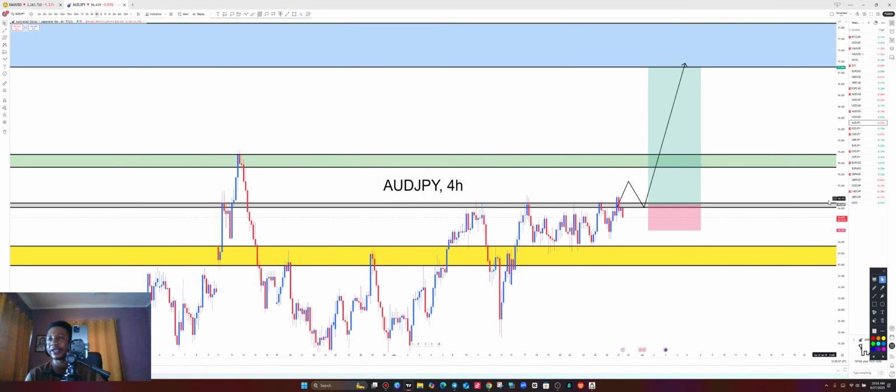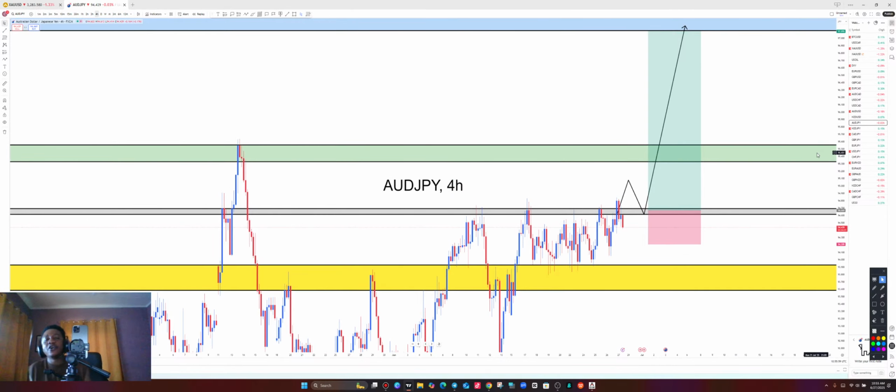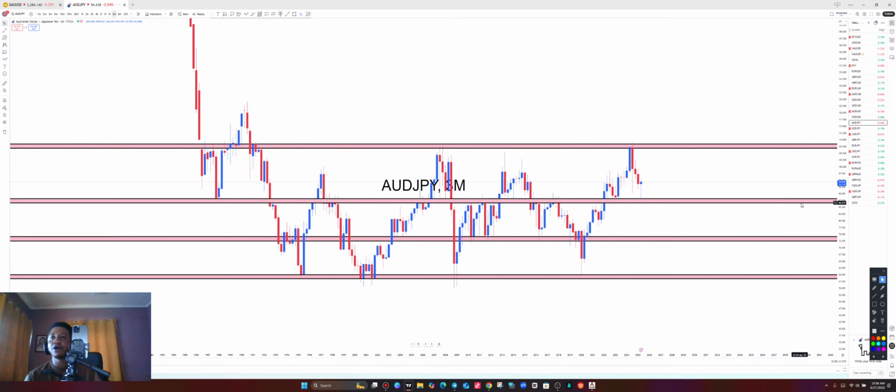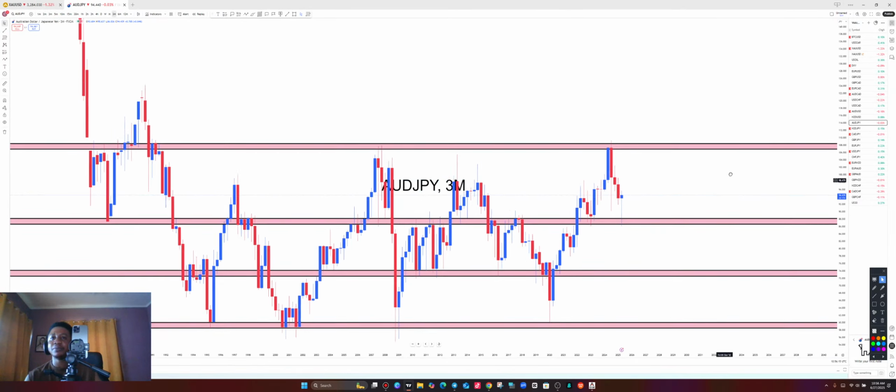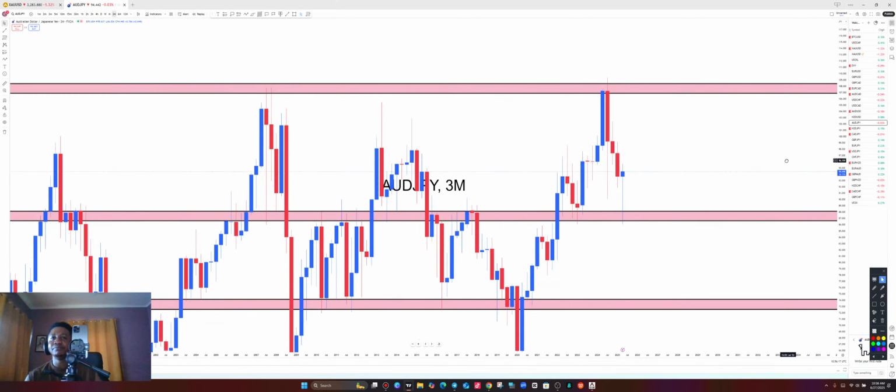I have a buy setup on this pair. Why am I looking for a buy on AUD JPY? Let's do the analysis together. All right. So AUD JPY, taking it all the way to a 3 months time frame to begin with the flow. Okay, so this is the 3 months time frame of AUD JPY. Now, AUD JPY on a 3 months time frame, let's put meaning into it.